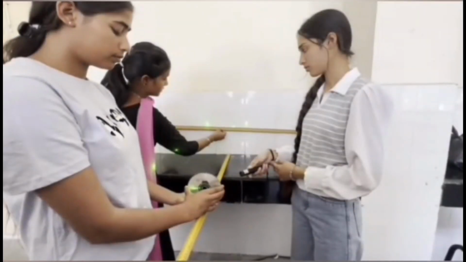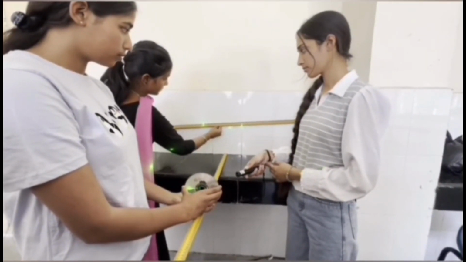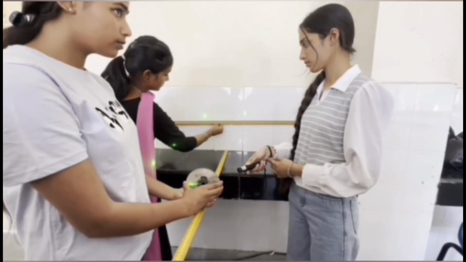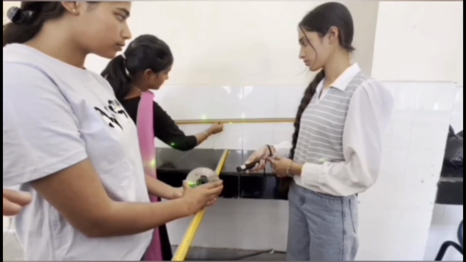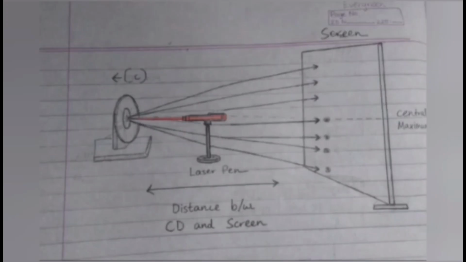Observe the diffraction pattern consisting of bright spots on both sides of the central maxima. Measure the distance between the CD and the screen using a meter scale. Measure the distance of the first order, second order, third order and central maxima using a meter scale.